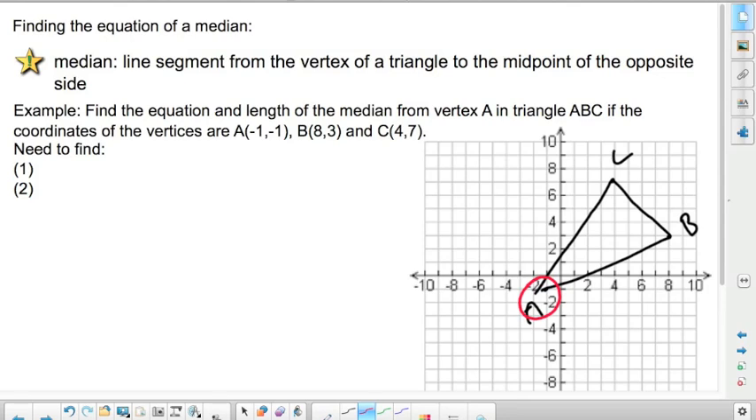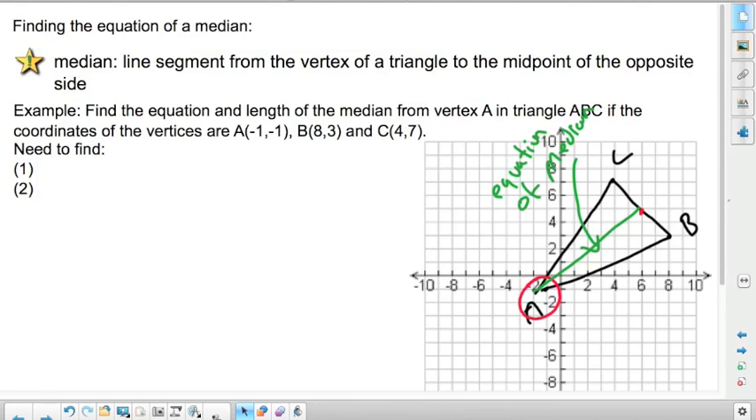Sorry, what's the definition of median again? Line segment. The middle point. The middle point of the opposite side, right? So here we got the middle point, let's say it's roughly around here. We draw a line from this vertex to the middle of the other side. This is the median. Okay? So we want the equation of this. In other words, we want an equation of this line segment, or that line.